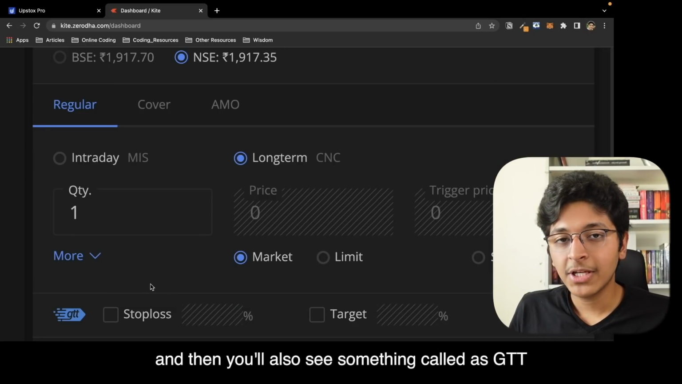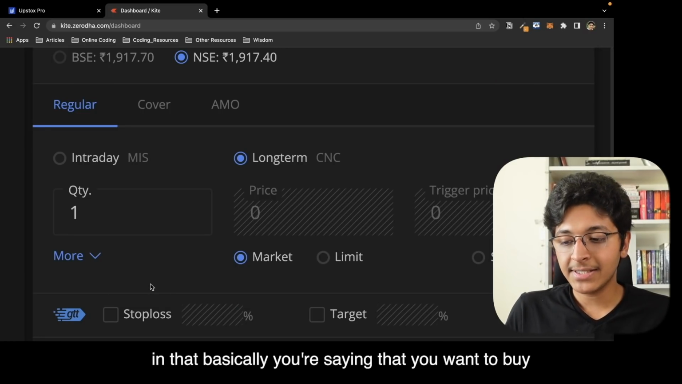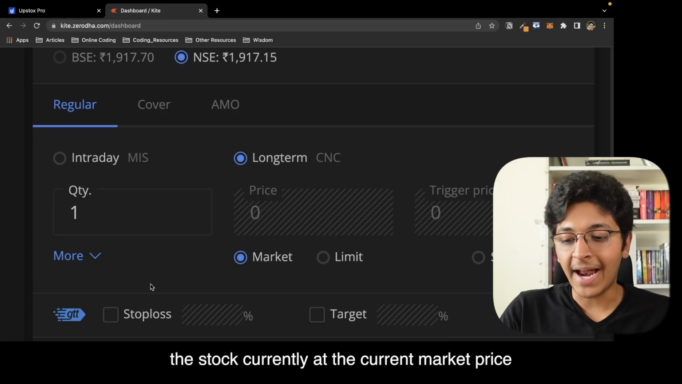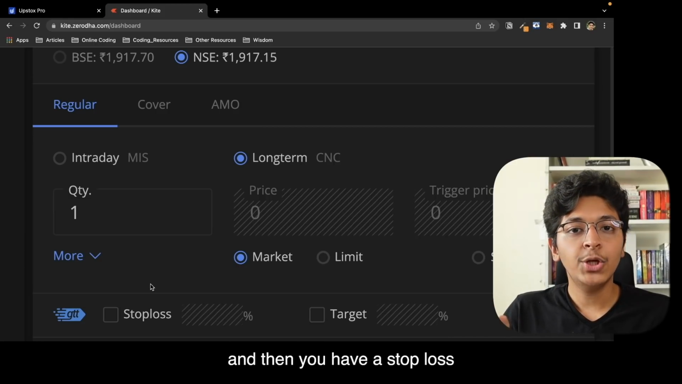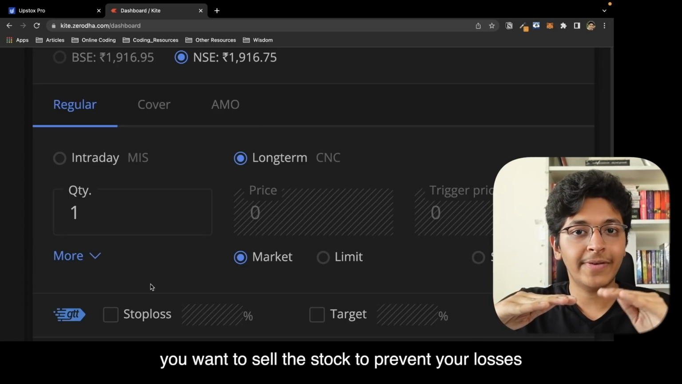And then you will also see something called as GTT, that is good till triggered. In that you basically are saying that you want to buy the stock currently at the current market price. And then you have a stop loss that basically says that at this particular price you want to sell the stock to prevent your losses.